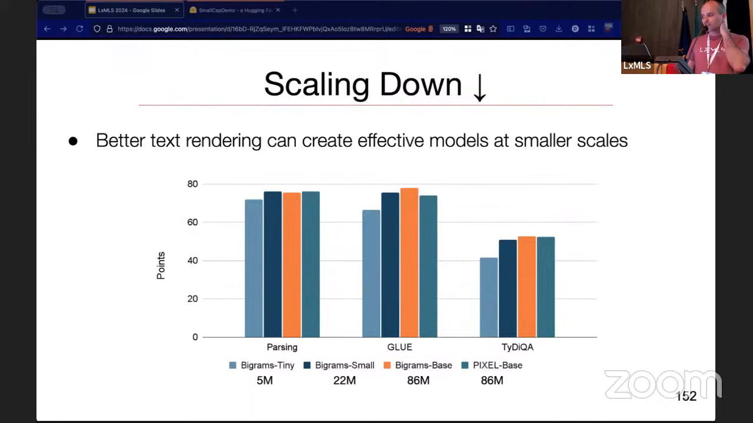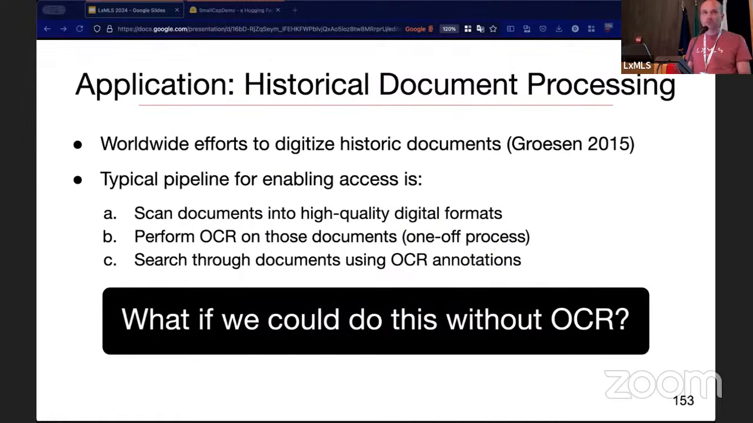And then if we think about this application, this is where I'm going to show some textual examples with racist text. We've been thinking about historical document processing. There's been a huge worldwide effort to digitize historical documents so that scholars can access information locked in libraries and other museums. And the typical pipeline for this is that you scan the documents into high quality, large digital formats. And then you perform OCR on those documents, maybe as a one-off process, and you hope that the OCR that comes out of it is useful. And then you allow people to search through these documents using the OCR annotations.